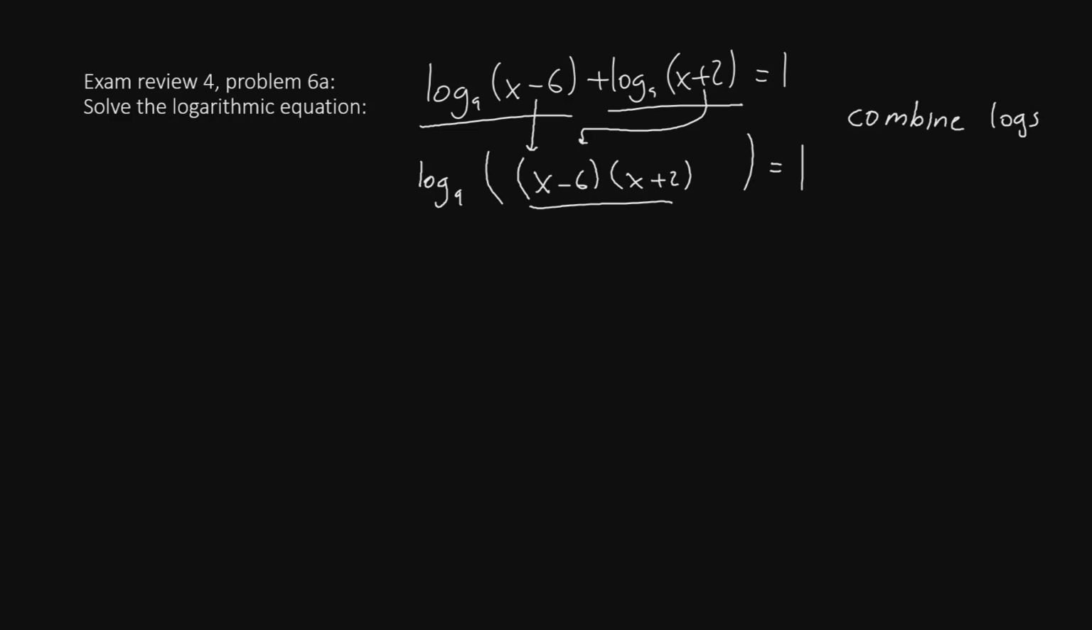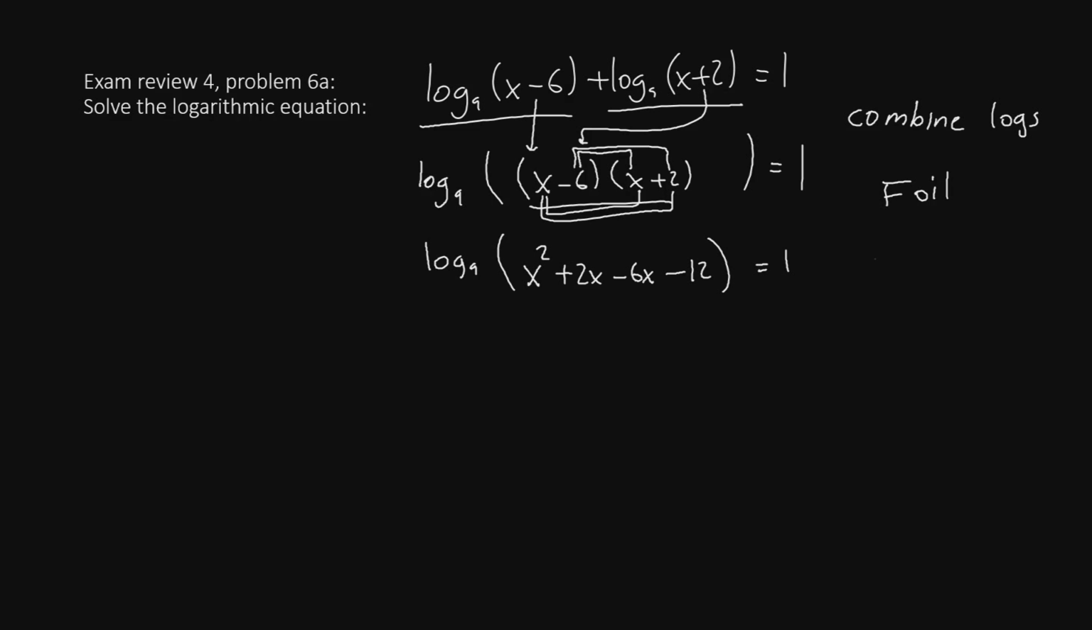Now, since we have a binomial times a binomial, we can FOIL those two binomials. We'll have log base 9, and we'll multiply x times x and x times 2. We'll have x times x is x squared, x times 2 is 2x. Then we'll multiply negative 6 times both of the other terms. Negative 6 times x gives negative 6x. Negative 6 times 2 gives negative 12, equals 1.